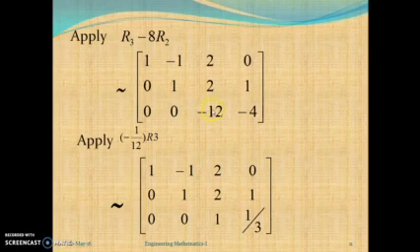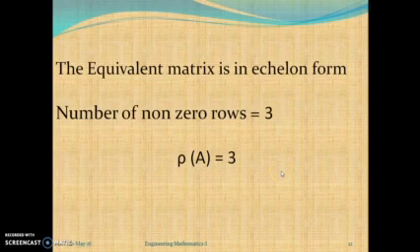If we want, instead of minus 12 we can multiply by minus 1 by 12, then we get a new row 0 0 1 and 1 by 3. Now we have reduced the given matrix to echelon form. From this echelon form we find the rank of the matrix. The given matrix is reduced to echelon form and there are 3 non-zero rows. Therefore the rank of A is 3. Now you got this. Okay.